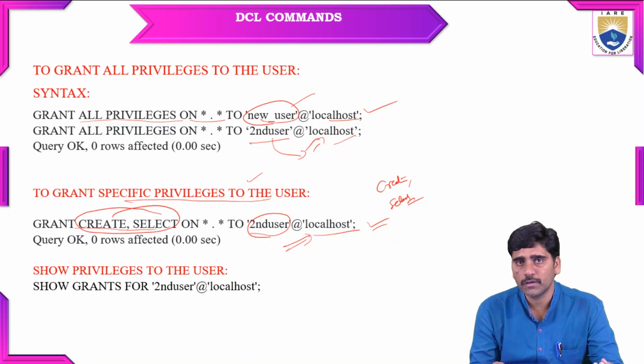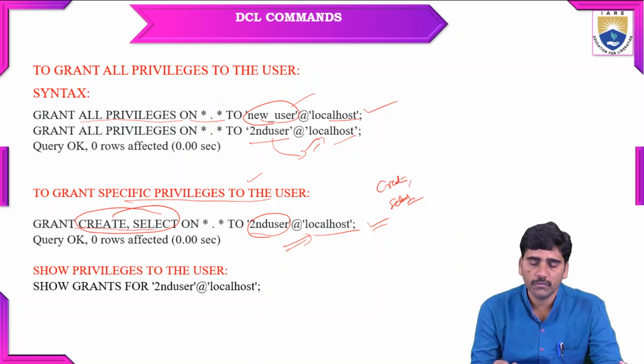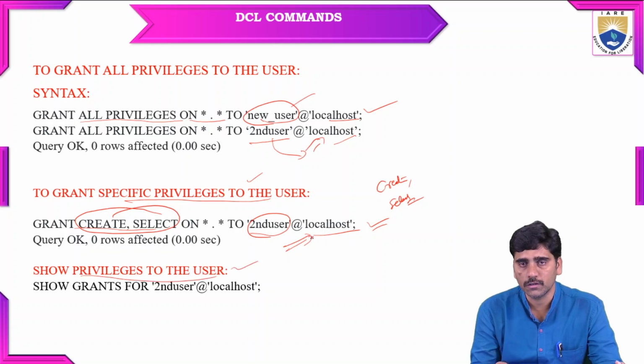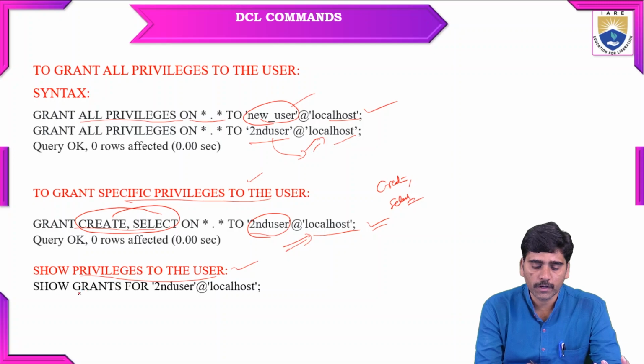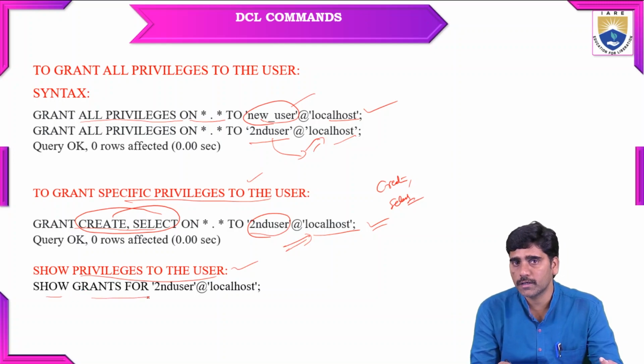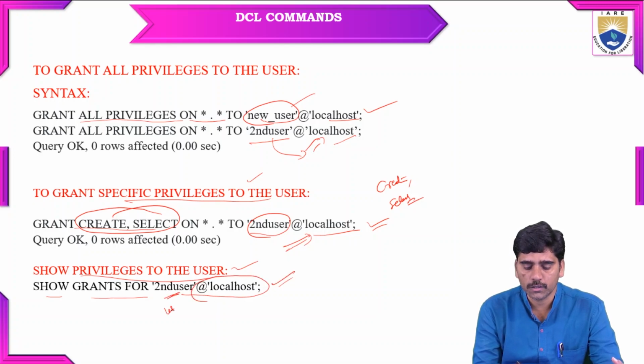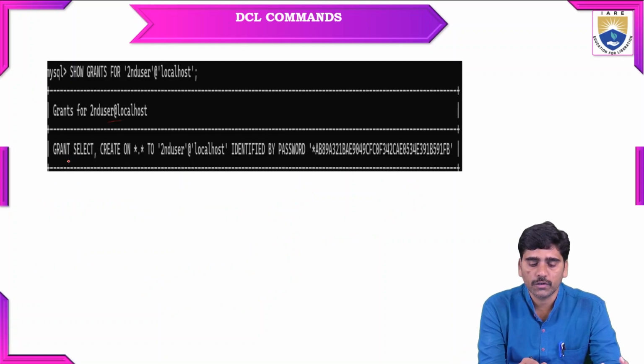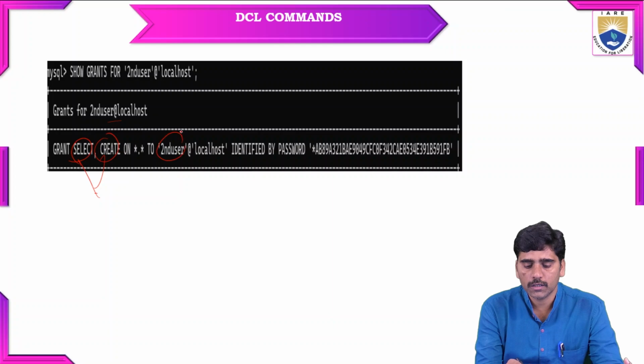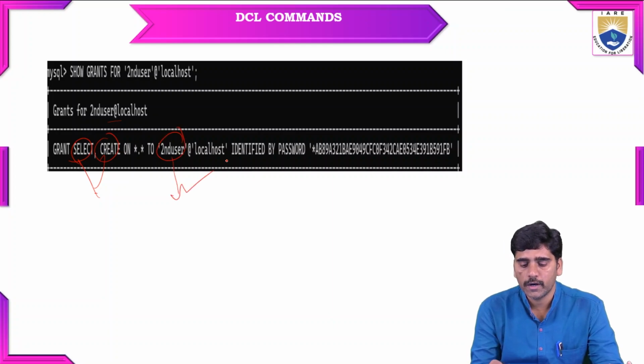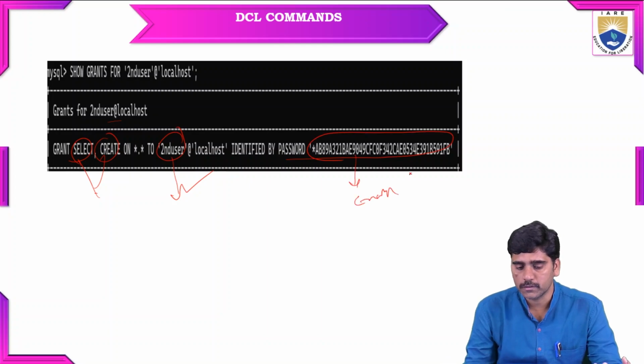So after granting the privileges to the user, we can check with show grants. So how can we check? We can see the grants: show grants for second user@localhost. That means this is the username and identified by host. Show grants for the username, then it displays the grants of that user. So grant select, create. These two are granted to this second user. The password is also displayed, but in an encrypted way.